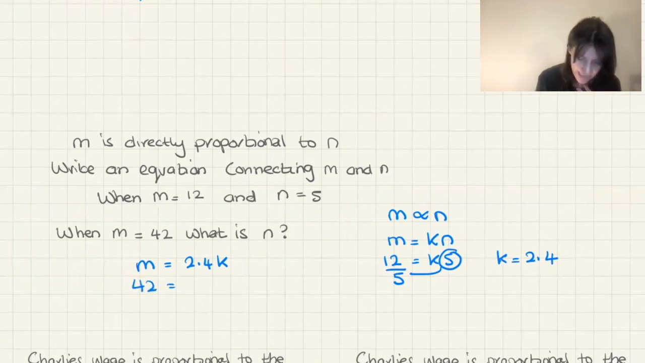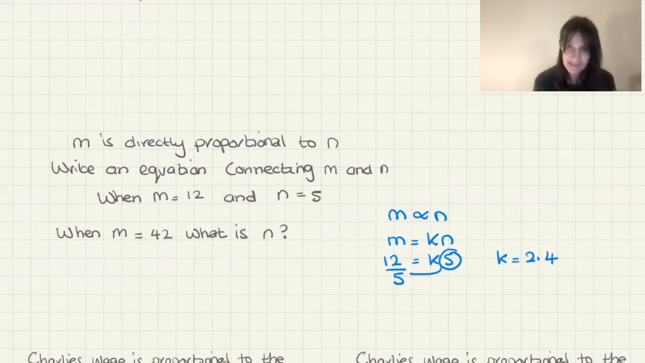My poor little brain. Right, I'm going to rub this out and redo this. k is equal to 2.4. So I've got M equals 2.4N. There you go. Honestly, it happens to the best of us. It should make you feel very happy that you've just seen that. We are only human at the end of the day, and maths is so easy to just write something down wrong.